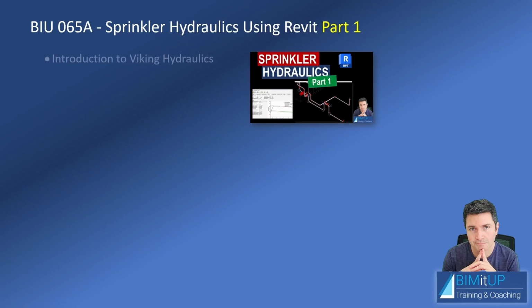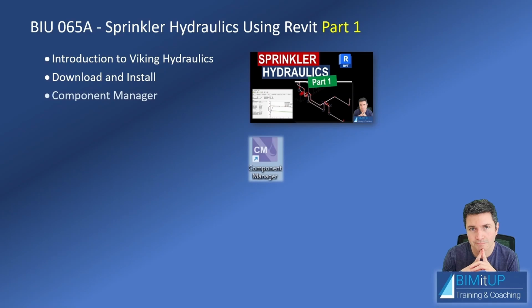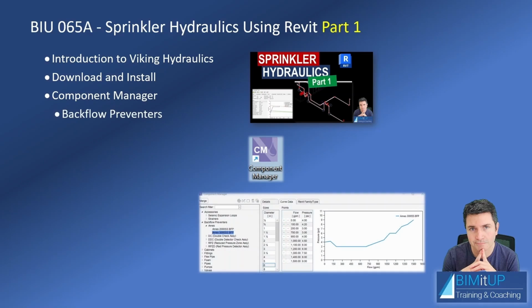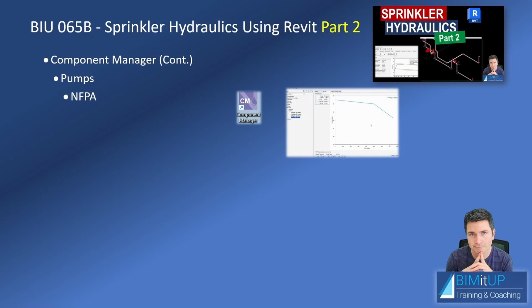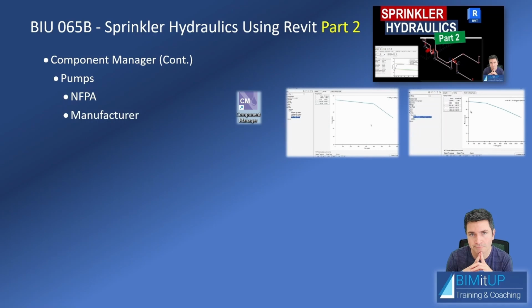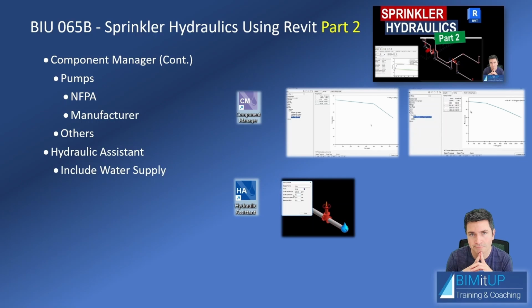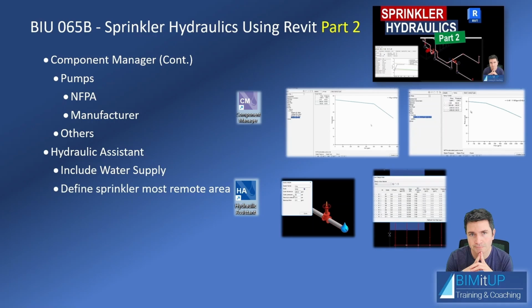In part 1, I gave you a quick introduction of the Viking Hydraulics tool. I showed you how to download and install the software. We explored the component manager and we did a couple of examples importing data for backflow preventers. In part 2, we dug a little bit deeper into the component manager. I showed you how to define pumps, both NFPA and manufacturer, and a few other components. And then we dove into the hydraulic assistant itself, where I showed you how to include the water supply and define the sprinkler most remote area.